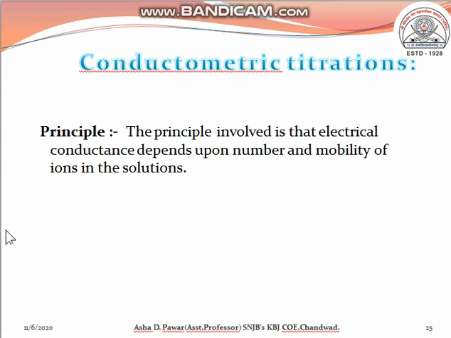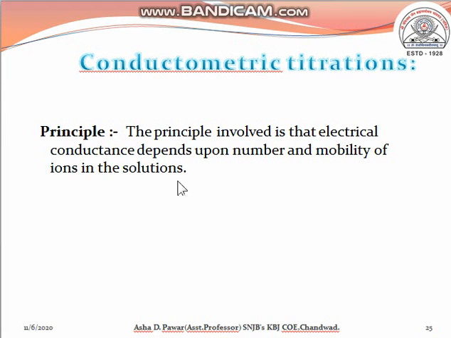Then conductometric titration, it is the most important part of the unit. Different types of acid-base conductometric titrations are included in the syllabus. So what is the principle of conductometric titration? The principle involved is that the electrical conductance depends upon the number and mobility of ions in the solution. During conductometric titrations we measure the conductance with the help of an instrument known as the conductivity meter.